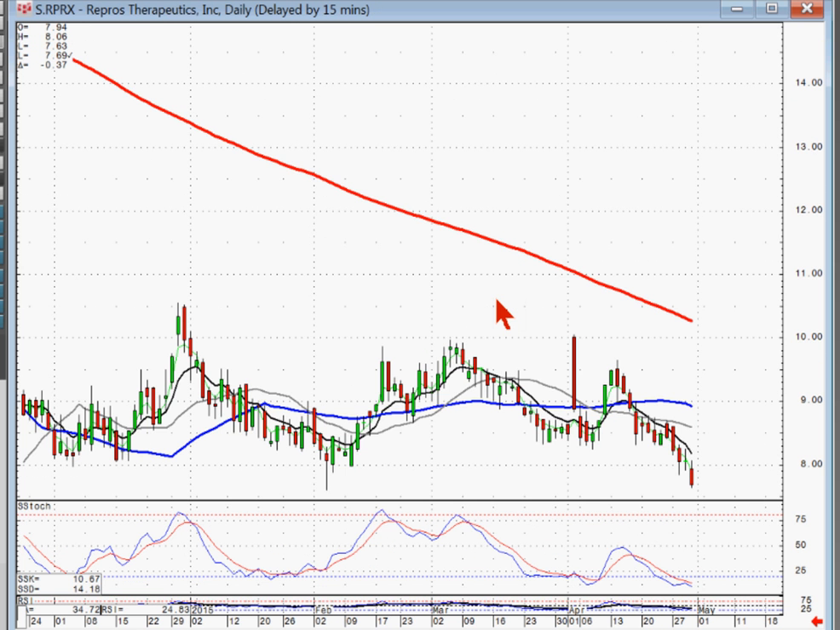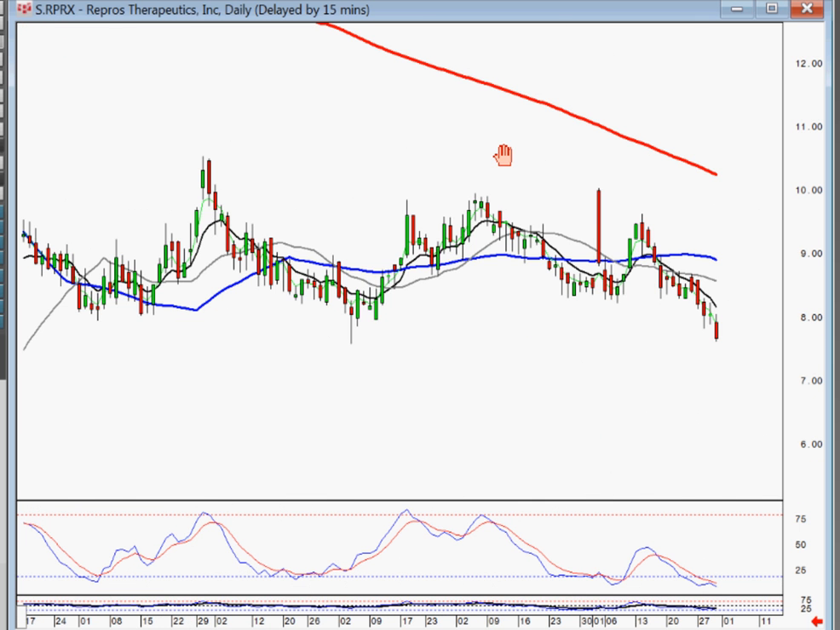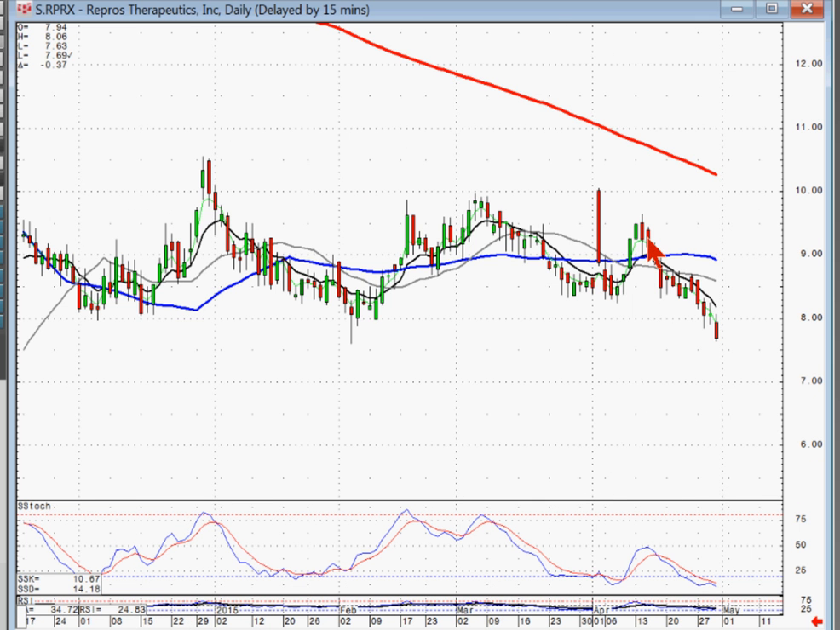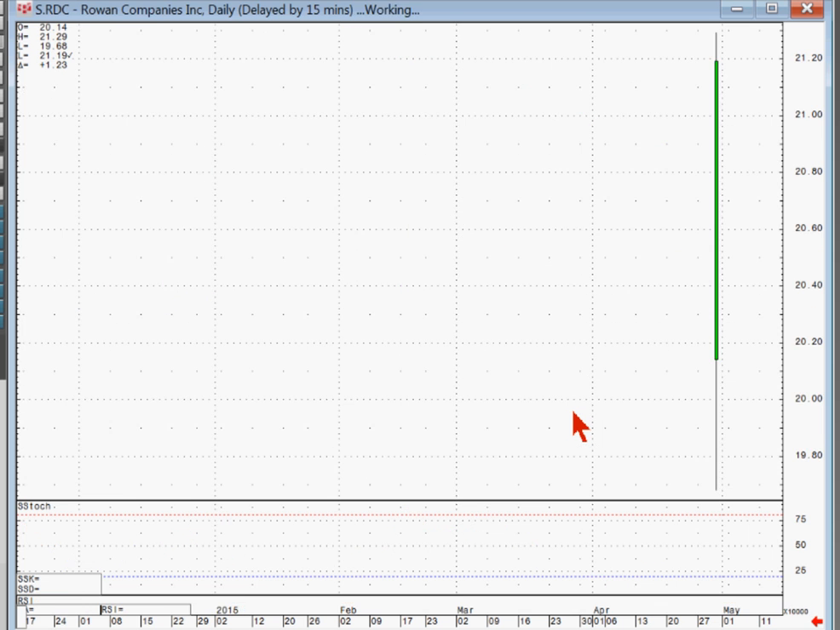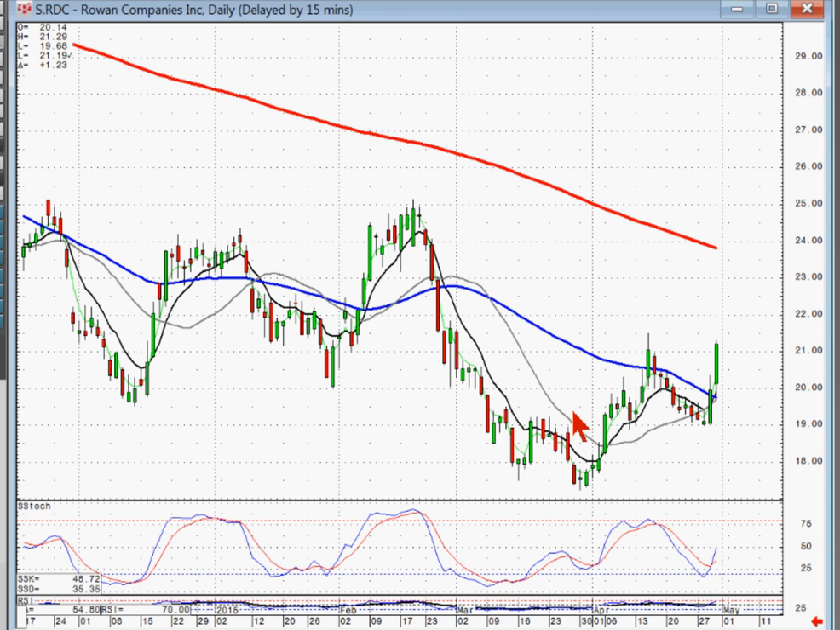RXPX, you stay short on this one if you can. Yeah, you can be short this one. You can see how they did the belt hold. Another failure of the T-line. You stay short until you see a buy signal. And RDC, stay long on this one. Expect to test back up in here at the 200-day moving average.